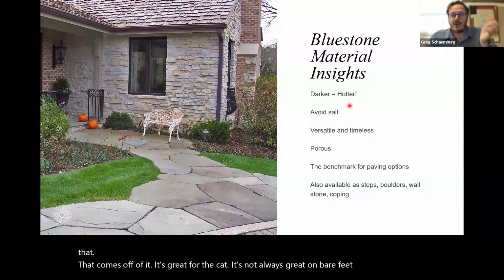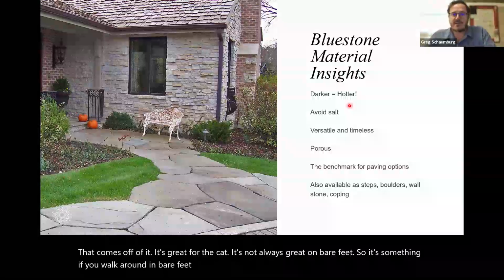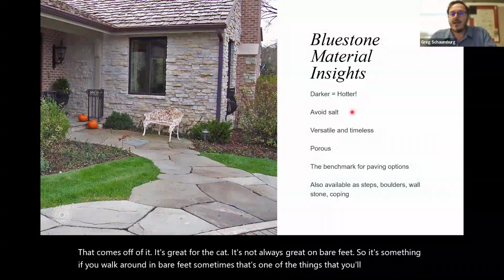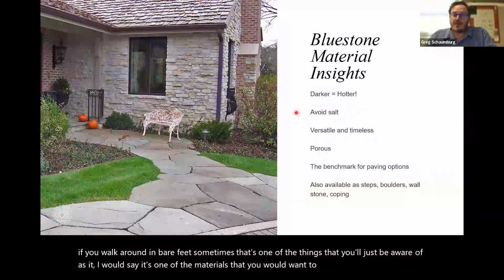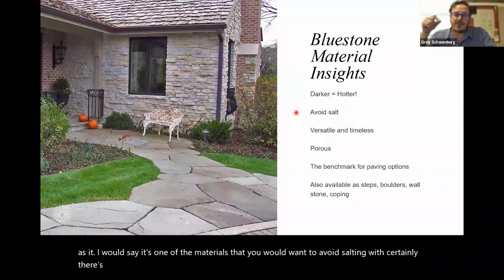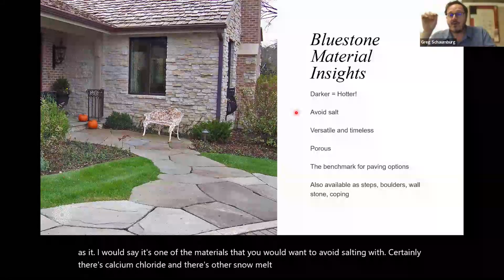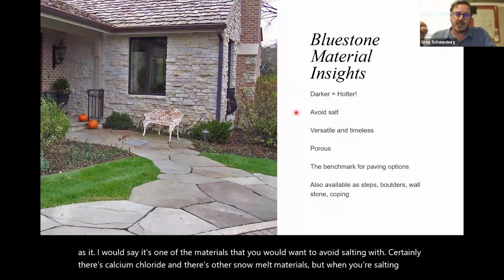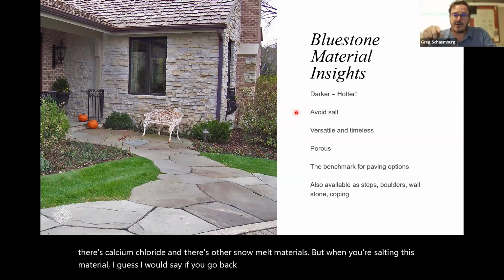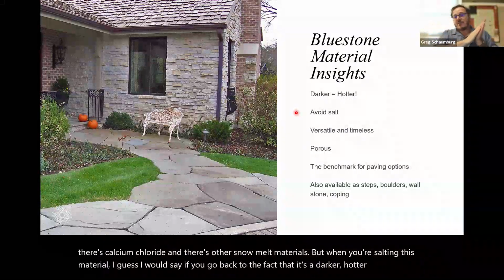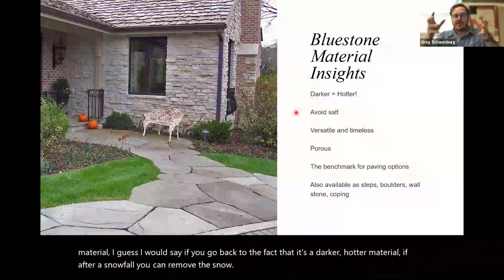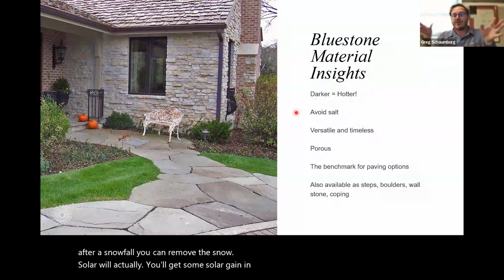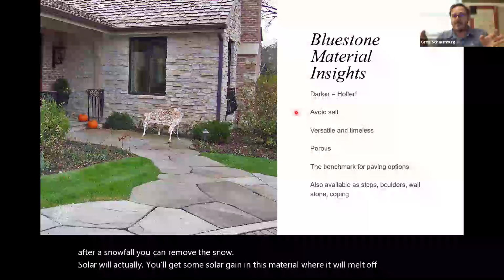So if you walk around in bare feet, sometimes that's one of the things that you'll just be aware of. I would say it's one of the materials that you would want to avoid salting with. Certainly there's calcium chloride and there's other snowmelt materials. But when you're salting this material, if you go back to the fact that it's a darker, hotter material, if after a snowfall you can remove the snow, you'll get some solar gain in this material where it will melt off in a relatively rapid amount of time.